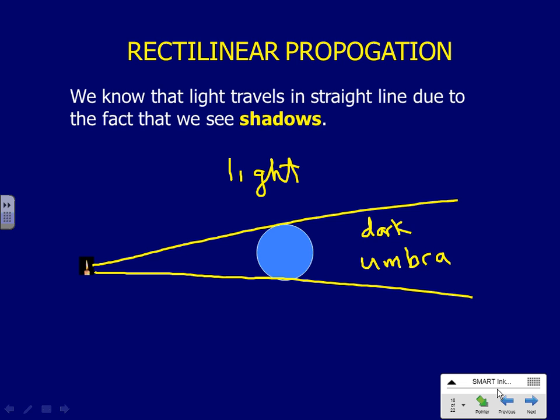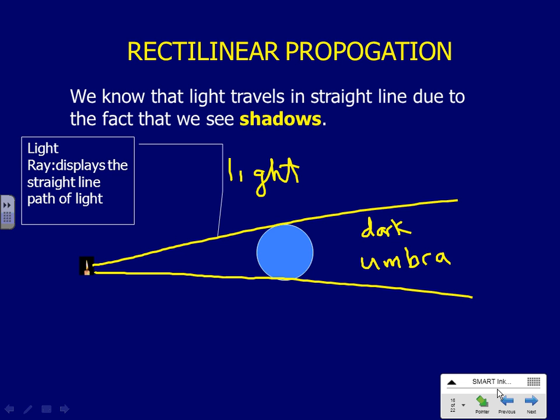Okay? Now, if the object is big, we get, you can define a light ray. It displays the straight line path of the light. As I said, there's infinite numbers of light rays you could draw, but there's only two light rays that are going to define the things we're looking for. It's going to be true all the way through the unit. Whether we're working with mirrors or lenses or shadows, it seems that two rays are important to locate something, whether it's a shadow or an image.